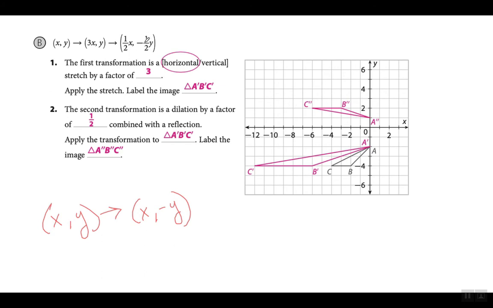The 1/2 and the 1/2 is, think about it as like two transformations in one. The 1/2 and the 1/2 is a dilation, and that negative sign is a reflection. So they're doing two things at once.